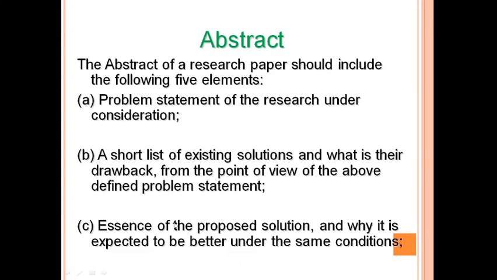So the essence of the proposed solution is the hybridization of genetic algorithm and decision tree, and why it is expected to be better: the genetic algorithm performs global search, the decision tree performs local search. A local solution may not be a perfect or optimal solution, but when you use a global search method, then it is expected that you may get the optimal solution. So you have to write it here as the essence of why it is expected to be better under the same condition.